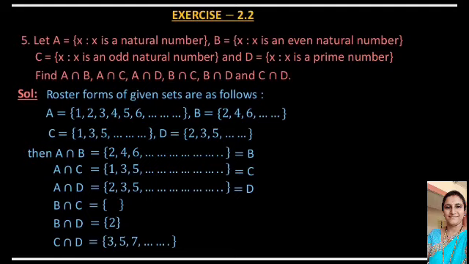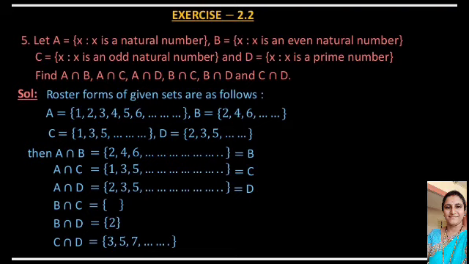Same as B intersection C. If you take B intersection C, what are the common elements in B and C? B is a set of even natural numbers, C is a set of odd natural numbers, so there are no common elements in these sets. So what is the answer? B intersection C is equal to the null set. Okay. Next, B intersection D. What are the common elements in B and D? If you observe, only 2 is the common element. So B intersection D is equal to set of 2.